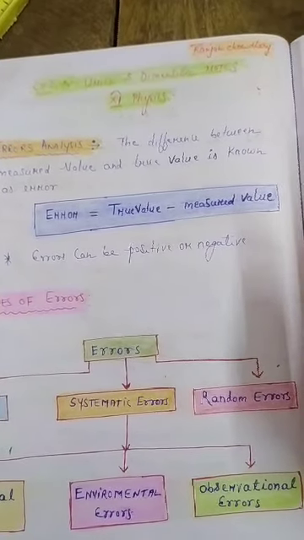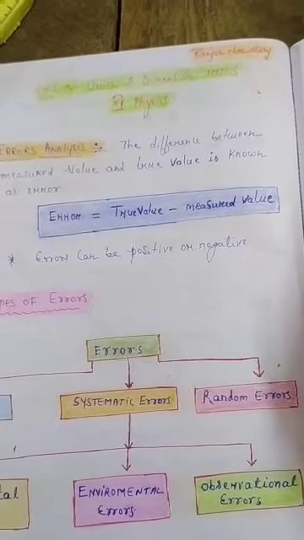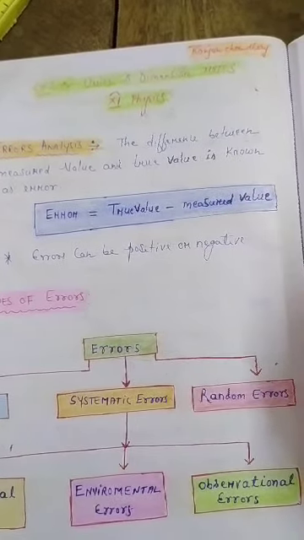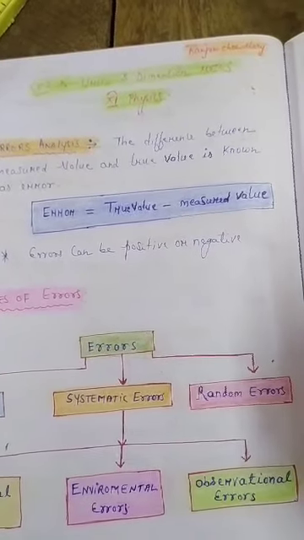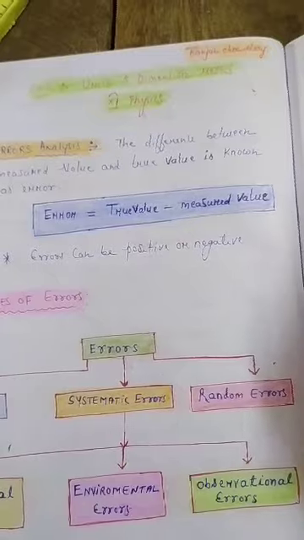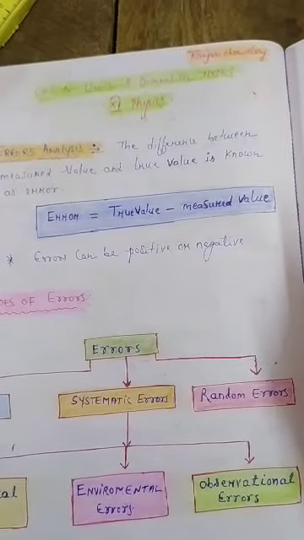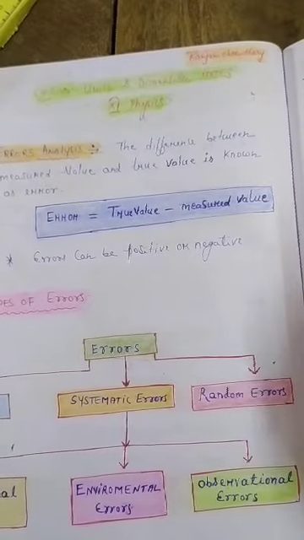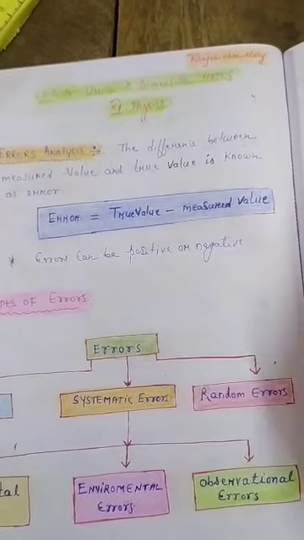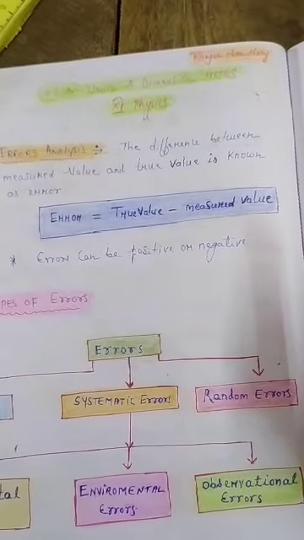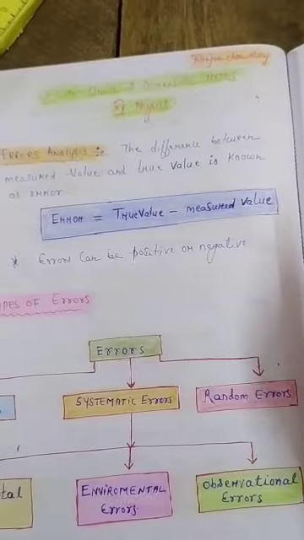For example, let us say your height is equal to 6 feet 4 inch, or let us say your height is 165 centimeter. That is your true value. Your height is actually how much? 165 centimeter. It is also known as real value, actual value, true value, all are same.